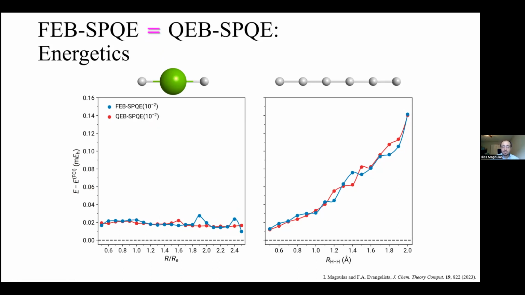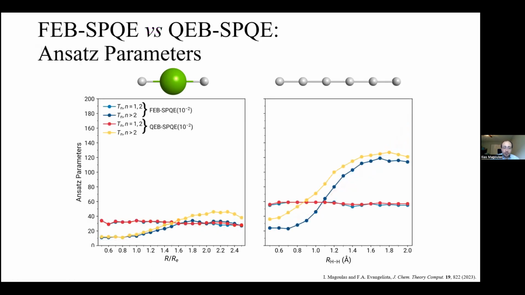Nevertheless, we can gain more insights if we look at the number of parameters that the fermionic and the qubit approach requires. As it turns out, both the fermionic and the qubit method need approximately the same number of singles and doubles, but the qubit approach needs many more of these higher rank clusters, triples, quadruples, and so on. The reason that the qubit approach requires these higher rank clusters is to bring back the information about the fermionic sign. So in this case, the fermionic method clearly wins. It leads to more compact ansatze.